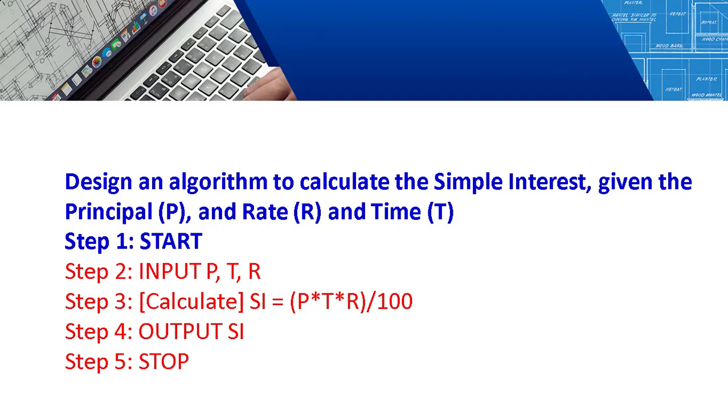And step 4, output SI, that is, the result we have calculated will be stored in SI, that is simple interest, and that has to be displayed as output. The last step is stop. So we are stopping the process. So this is how an algorithm looks. You have got an idea, I think, of what an algorithm is.